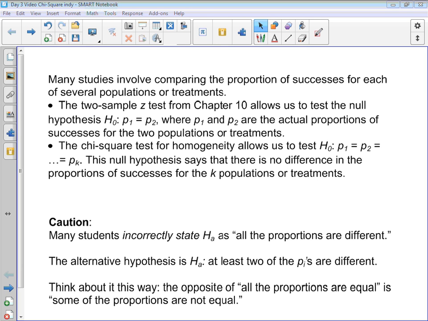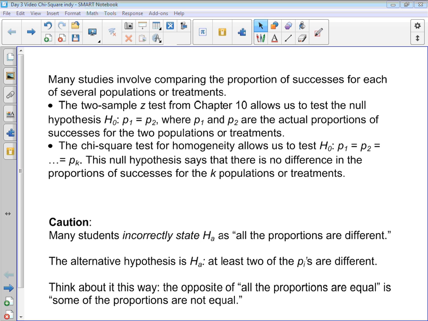Okay, hello everybody. Today this is the video for the chi-square test for independence, or association. We're going to use association, the chi-square test for association. So we had the chi-square goodness of fit as our first chi-square test. Then we had the chi-square test for homogeneity as our second test, and today is the chi-square test for independence.